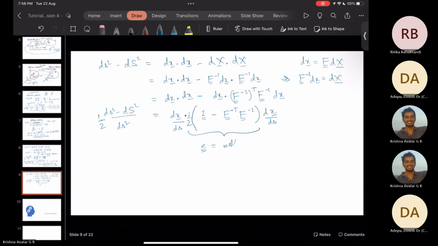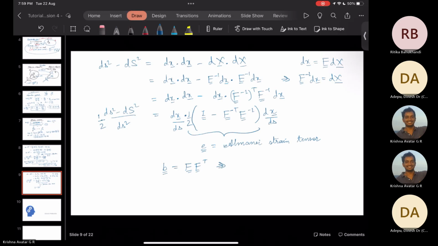I'll just write it clearly. Almansi strain tensor. And what we see is it can also be described as we have another quantity called B. It's a second order tensor. It is defined as F F transpose.